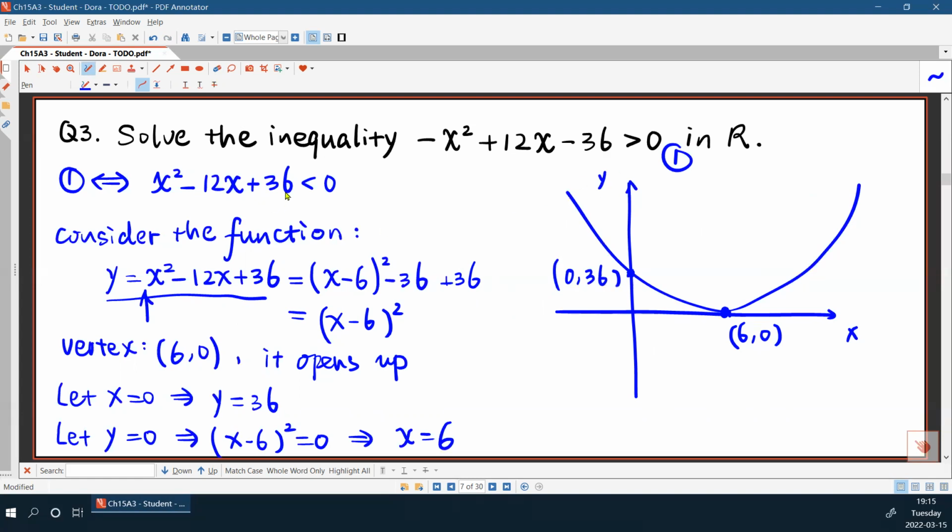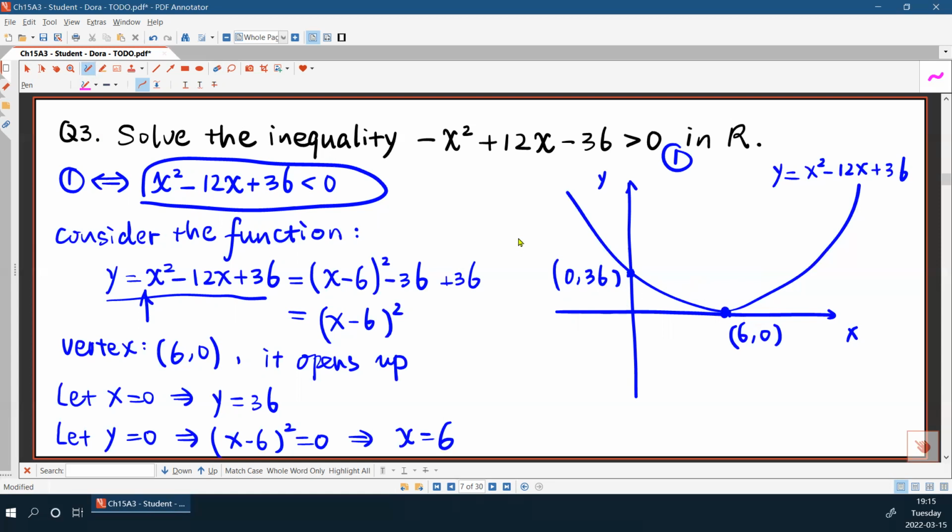Okay, we are going to find any interval that is less than 0, right? Remember that we have converted the original expression into the expression here. So our task, and remember this curve is actually y equals x squared minus 12x plus 36, right? So our task is to find any interval that can make this function x squared minus 12x plus 36 less than 0. So where are the intervals?